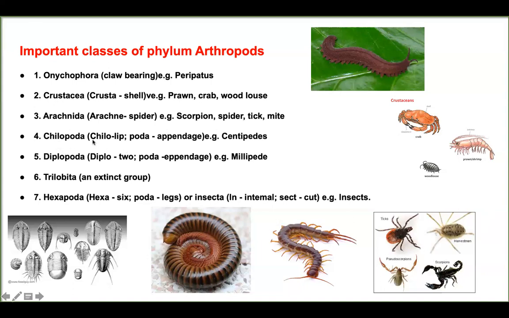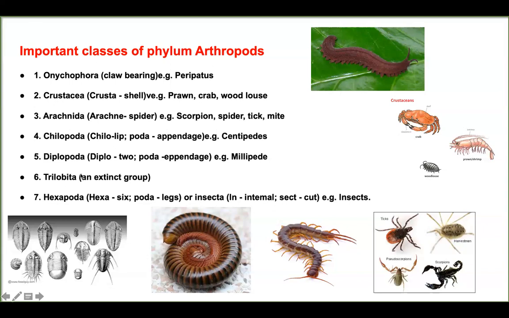Okay. Then Chilopoda. Chilo means lip, poda means appendage. Lip-like appendages will be the centipede. So this is the example of a centipede. And then Diplopoda. Diplo means two and poda means appendages. So each segment having two pairs of legs, that is a millipede.